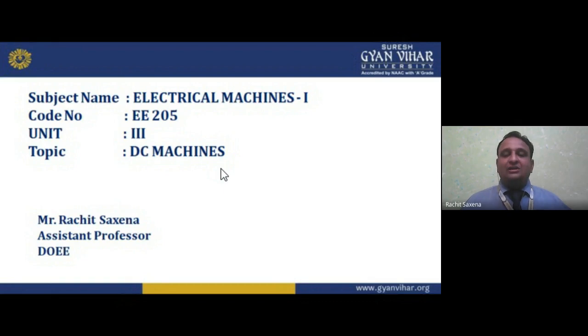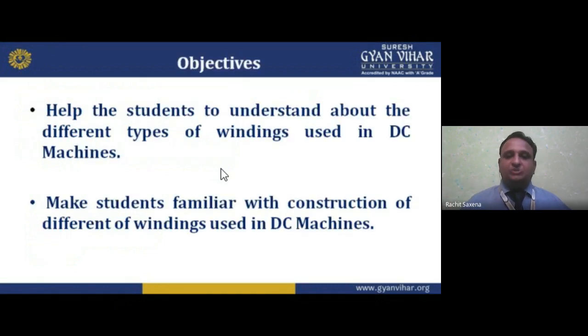One thing I want to tell you is that the windings we use are made of copper or aluminum. A good conductor of electricity is copper, but sometimes we use aluminum for cost cutting, or cheaper cost. So we use this. Now, the objective.